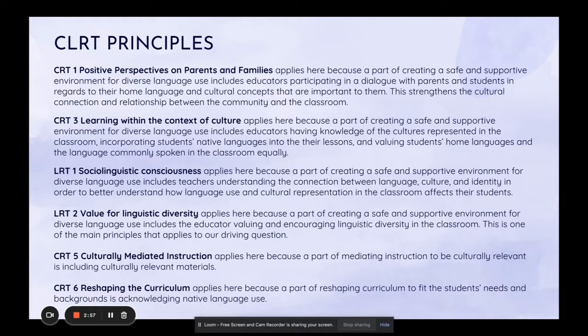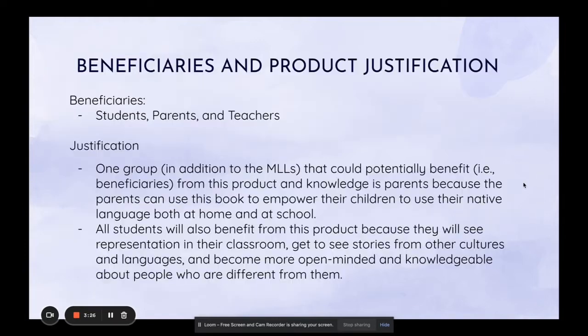This is one of the main principles that applies to our driving question and also CRT1. CRT5, Culturally Mediated Instruction, could apply because a part of mediating instruction to be culturally relevant includes culturally relevant materials. And finally, CRT6, Reshaping the Curriculum, applies because a part of reshaping curriculum to fit the students' needs is acknowledging native language use.